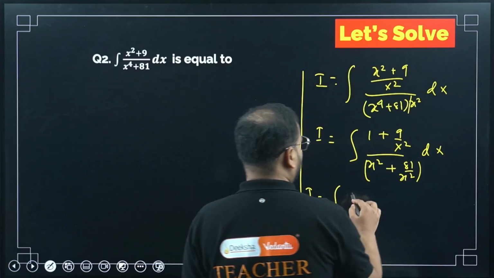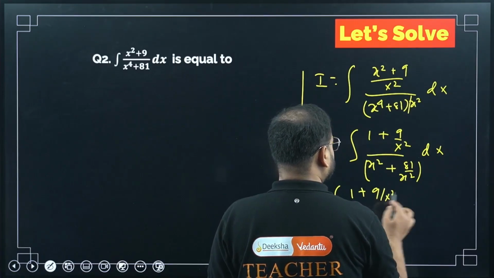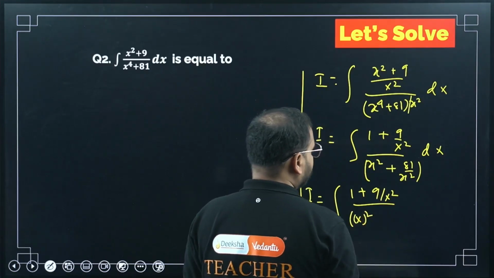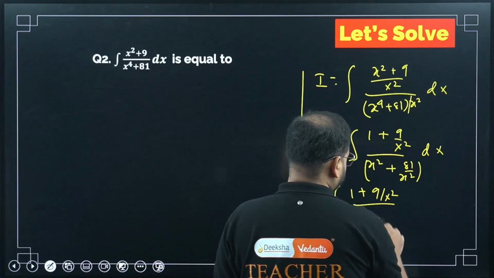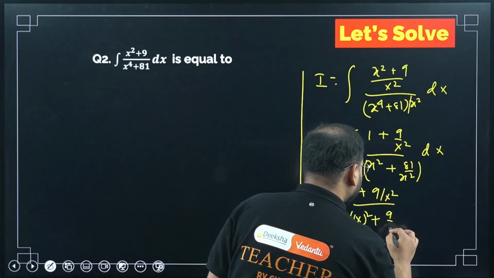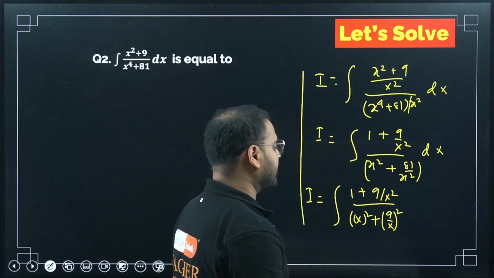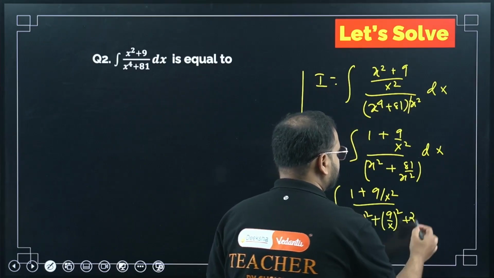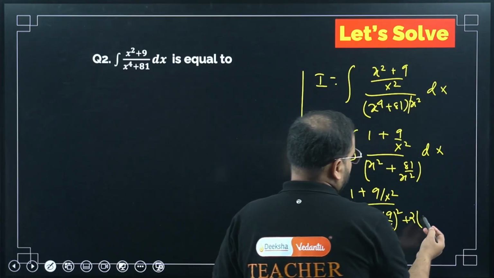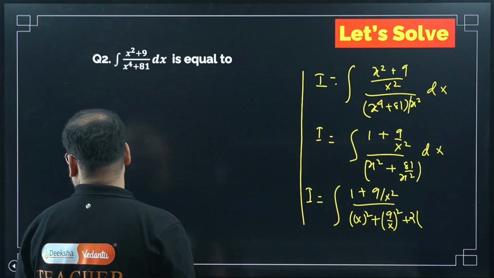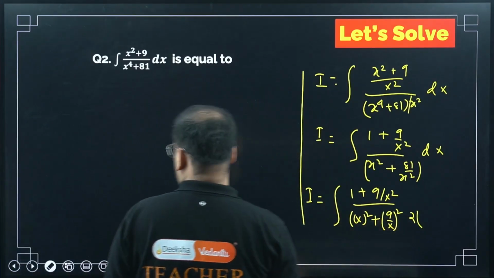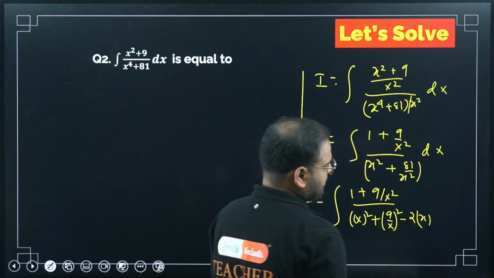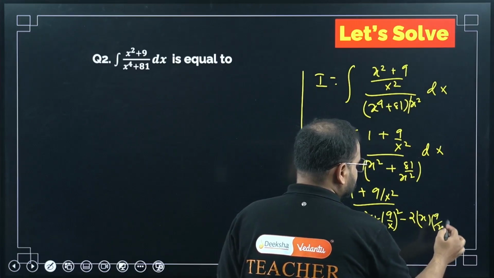Some transformation I can perform for the denominator part. 9 upon x square is there in the numerator. I can write this as x the whole square plus 9 by x the whole square. Not plus, I want this to be minus, so this has to be minus over here. I am adding the minus to the ab term, so minus 2 times of a is x, what is my b? 9 by x. Please check what is this value.